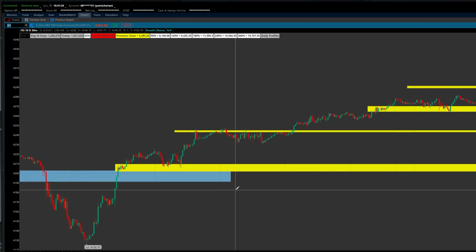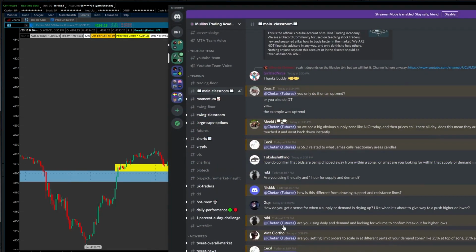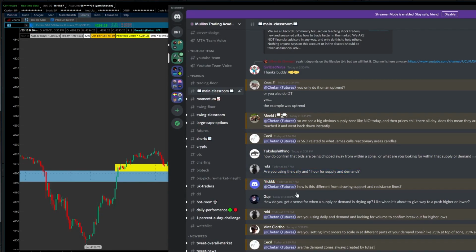I like supply and demand mainly because it's what works for me when I trade really well, and I don't have as much noise on my chart. If I have to draw 50 support resistances, either I'm drawing too many or there's too much noise, and I'd rather not have to worry about that.